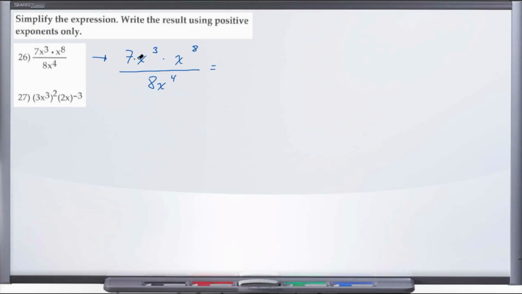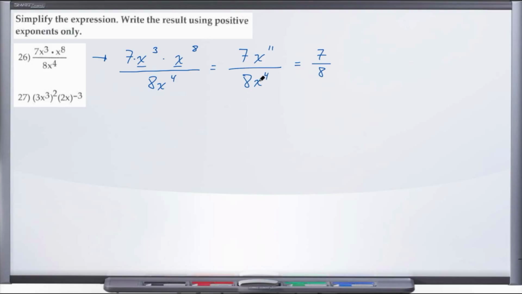So we can rewrite this in a different order, which means let's ignore the 7 for a moment and just focus on the x to the 3rd times x to the 8th. Since we're multiplying like bases, what do we do with our exponents? We add. And so really what we have is 7 times x to the 11th over 8x to the 4th. Now, 7 over 8 can't be reduced, so that's just 7 over 8.